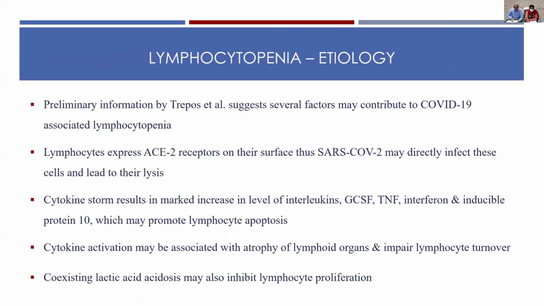What could be the cause of lymphocytopenia? The report from Telpos suggested that several factors could contribute to COVID-associated lymphocytopenia. One, lymphocytes express ACE2 receptors on their surface, so the SARS-CoV-2 virus may directly infect these cells and cause their lysis. Secondly, the cytokine storm results in a marked increase in the levels of interleukins, and this may promote lymphocyte apoptosis. Cytokine activation may also be associated with atrophy of the lymphoid organs and impair lymphocyte turnover. And then coexisting lactic acidosis may also inhibit lymphocyte proliferation.